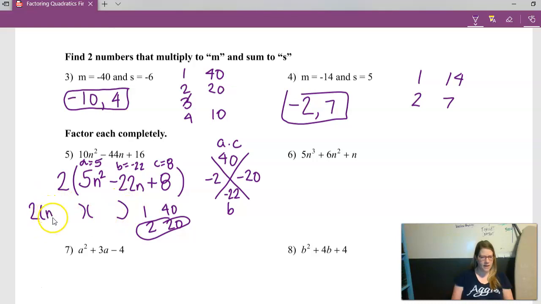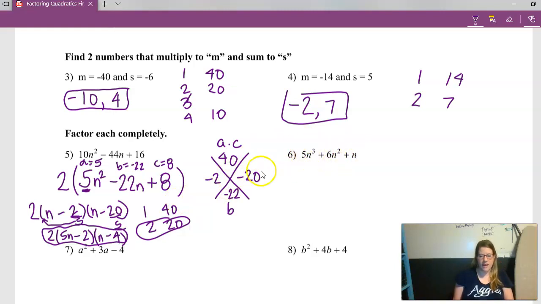So we'll have n minus 2, n minus 20, and then don't forget we need to divide those by our a term. Now if they go in evenly or can reduce, do so. If they don't go in evenly and can't reduce, just take that number and move it in front of n. So this is going to give me 2 times 5n minus 2, and then 20 divided by 5 is 4. So there's our answer.